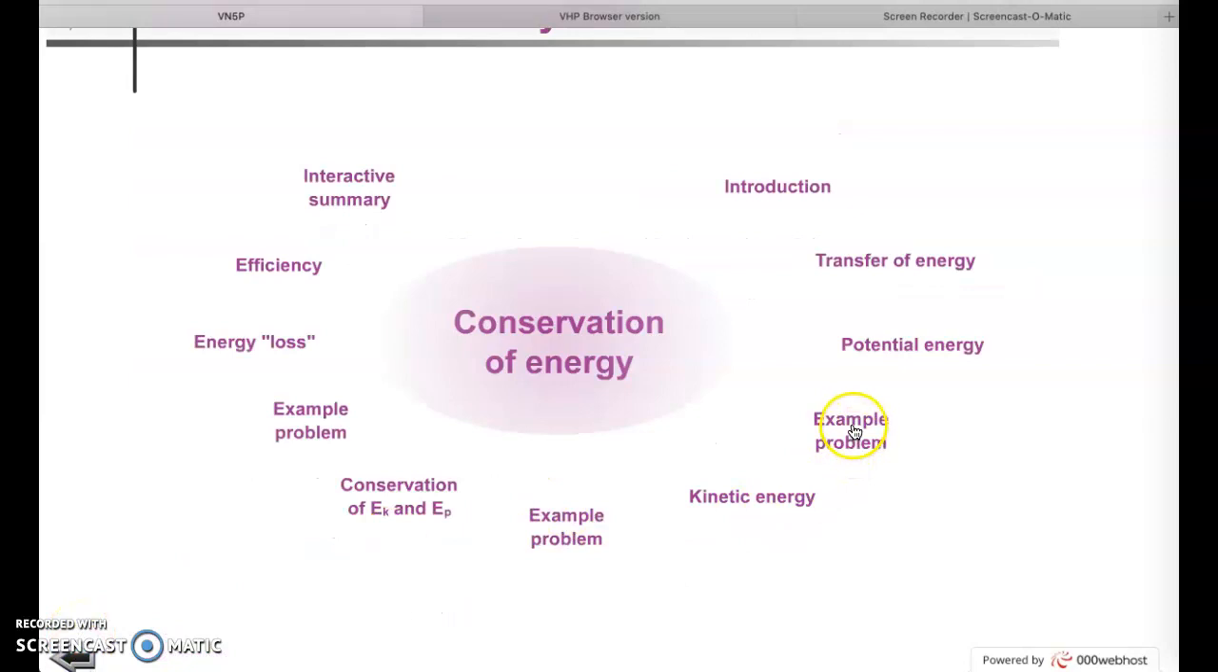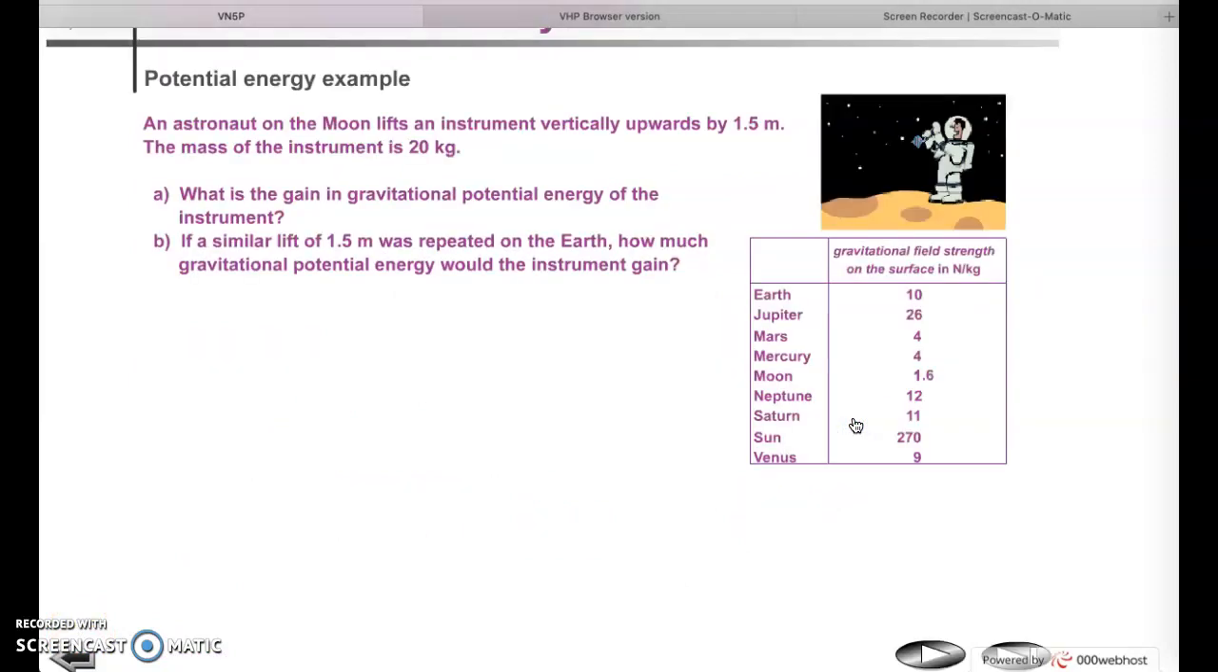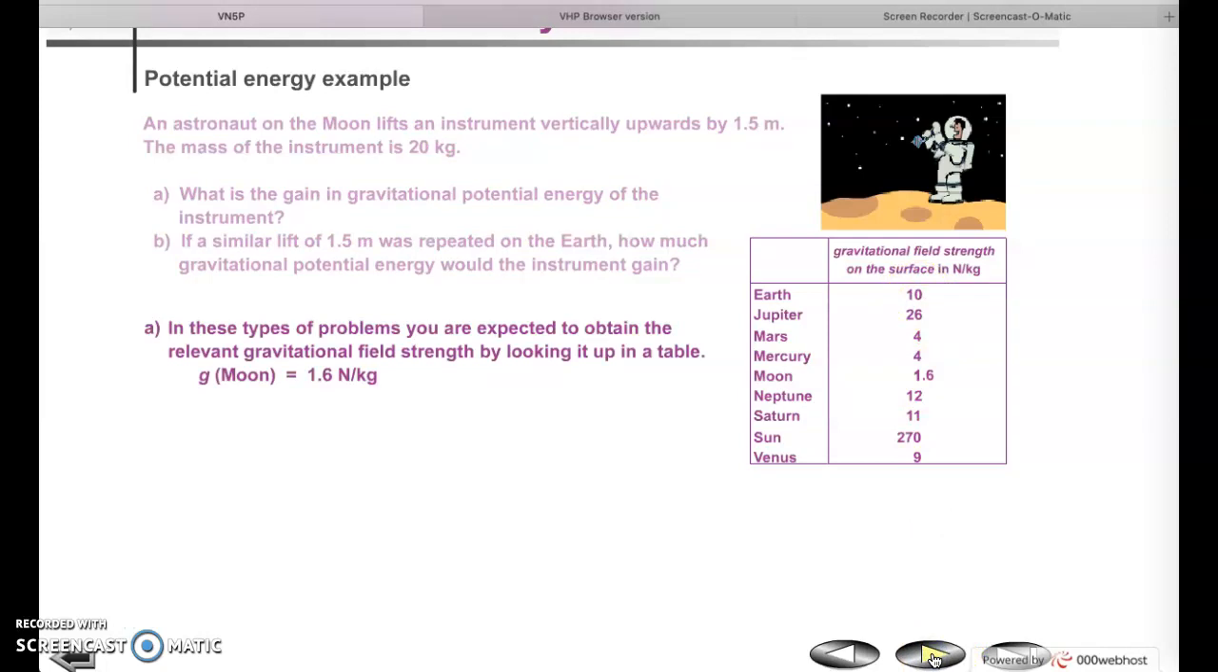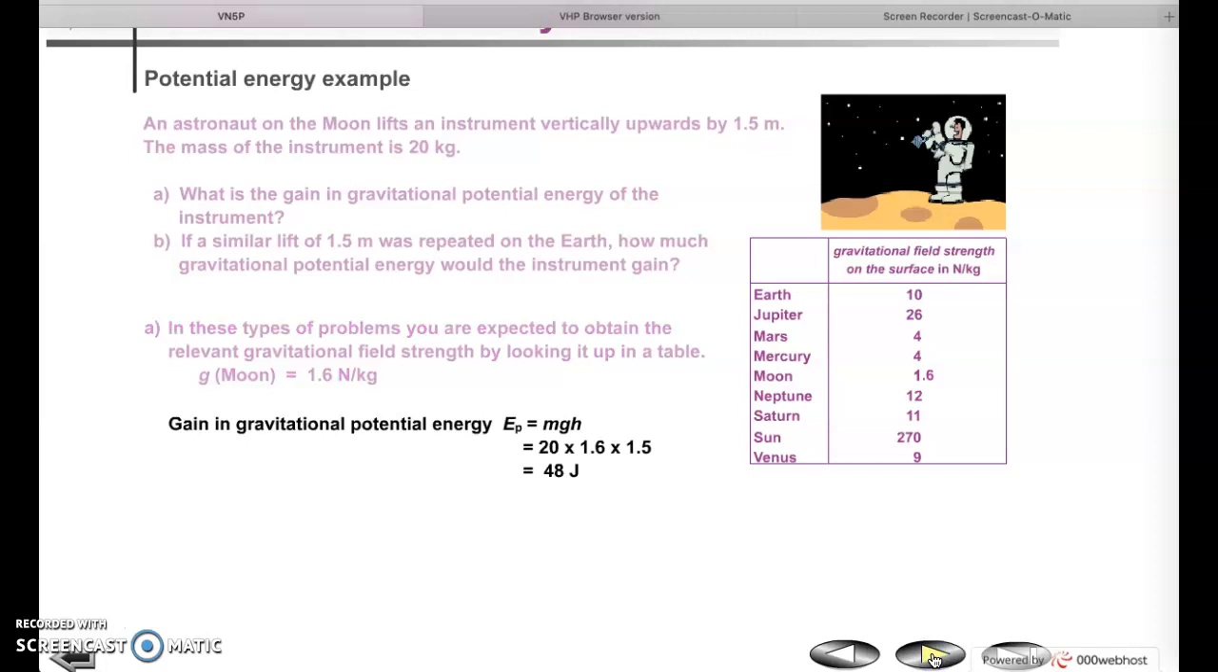And we can look at a quick example of that. An astronaut on the moon lifts an instrument vertically upwards 1.5 metres and the mass is 20 kilograms. Then you can look up the data sheet for the moon, and you see that g is 1.6. In this software they quite often use g is 10 for Earth, but it should be 9.8. So on the moon we look up g and we substitute into the formula Ep equals mgh.